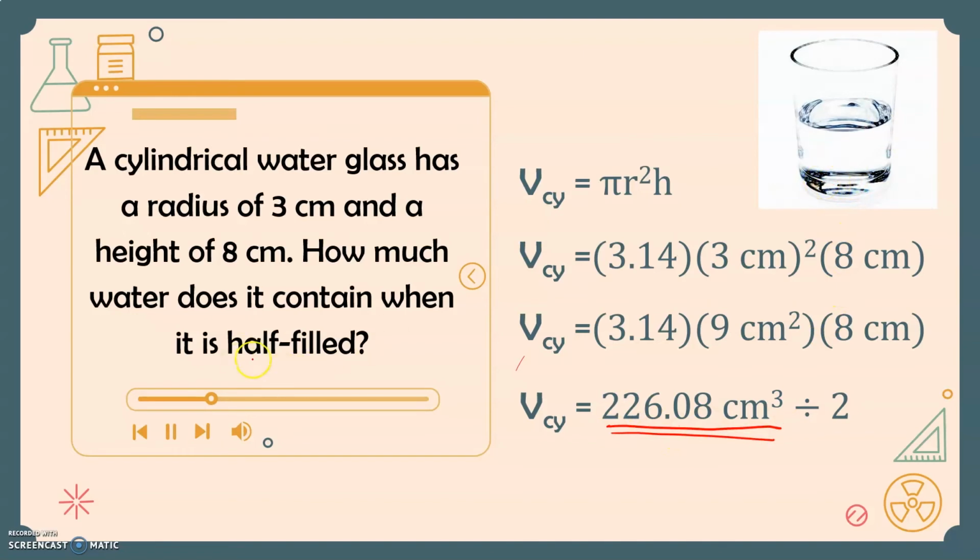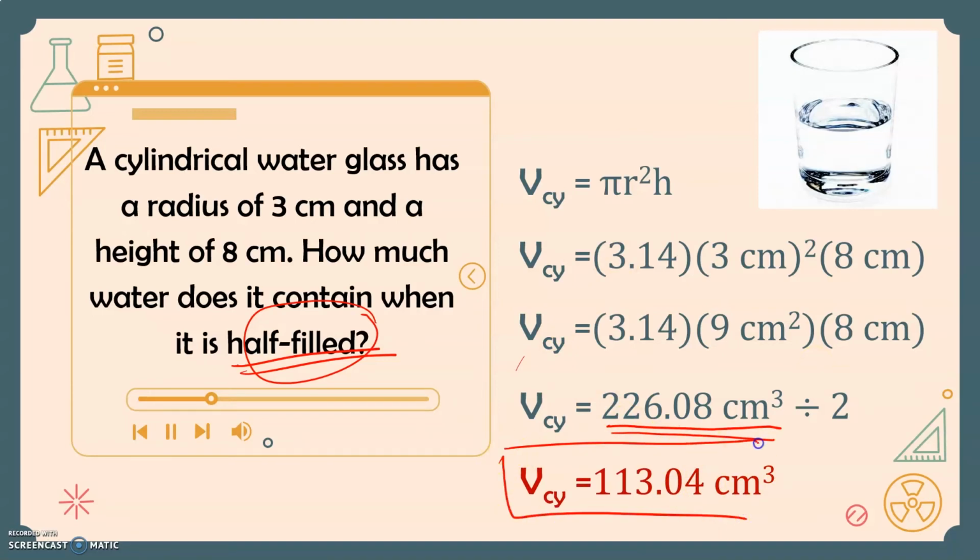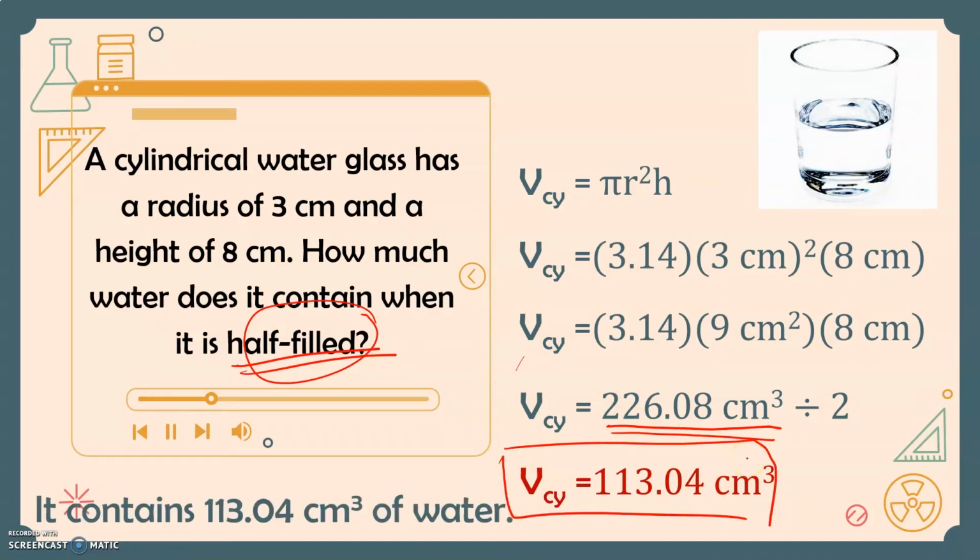But since the question is asking for the volume of the water it contains when it is only half filled, we will divide the volume of the cylindrical water glass by 2. And that will give us 113.04 cubic centimeters. Therefore, it contains 113.04 cubic centimeters of water when it is half filled.